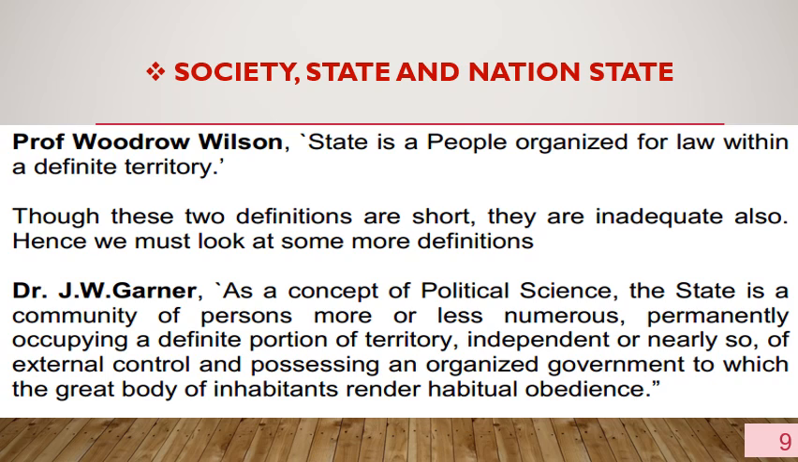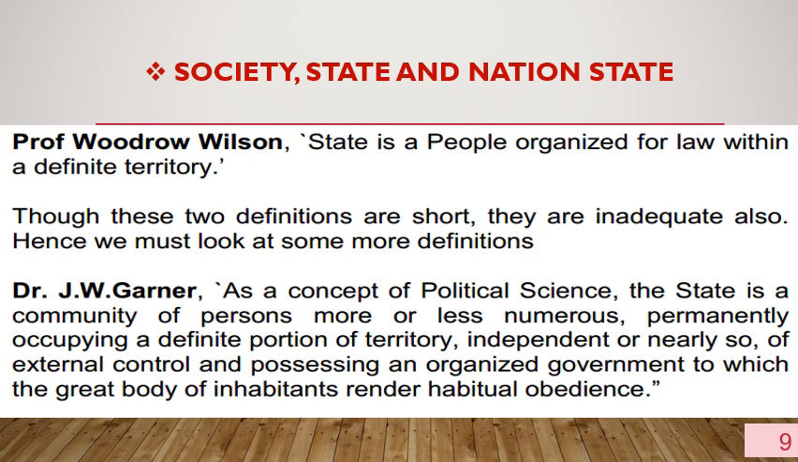After that, we have a very important scholar or thinker, Prof. Woodrow Wilson. He also tried to define the state from his own perspective, saying that the state is a group of people organized for law within a definite territory. Actually, this is one of the shortest definitions we can find in history. But in spite of being so short, it's still enough and complete in the reference of combining the 4 elements we talked about. So even if this is a short definition, it still reflects the 4 core elements of defining the state.